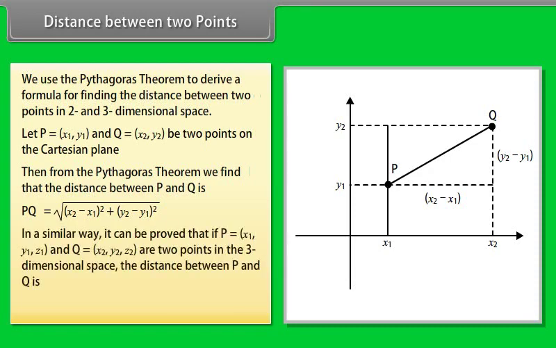In a similar way, it can be proved that if P = (x1, y1, z1) and Q = (x2, y2, z2) are 2 points in the 3-dimensional space, the distance between P and Q is PQ = square root of (x2 - x1) square plus (y2 - y1) square plus (z2 - z1) square.